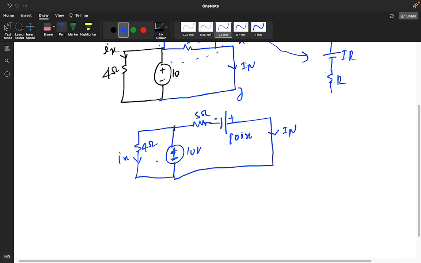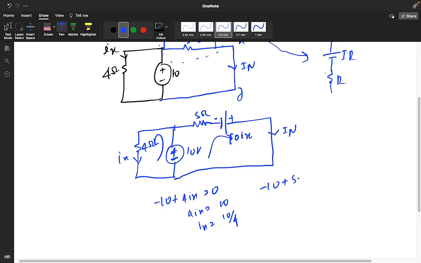See, apply the KVL here. Minus 10 plus 4 Ix is equal to 0. So 4 Ix is equal to 10, so the Ix value is 10 upon 4. Okay, now apply one more KVL here and get the value of IN.